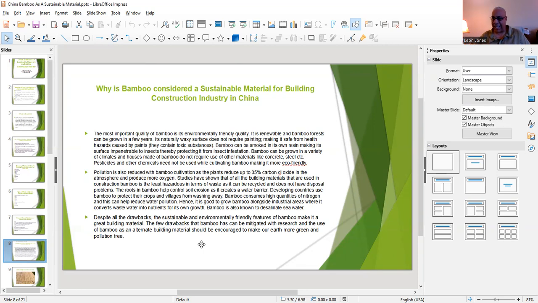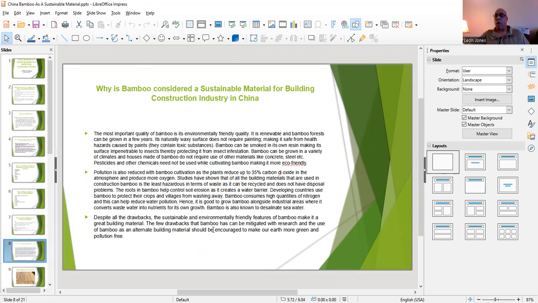And like I said, there are pros and cons to every product. So when you have an existing product, you can improve it, but you're still going to have pros and cons. Despite all the drawbacks, the sustainable and environmentally friendly features of bamboo make it a great building material. A few drawbacks of bamboo can be mitigated with research, and the use of bamboo as an alternate building material should be encouraged to make our earth more green and pollution free.